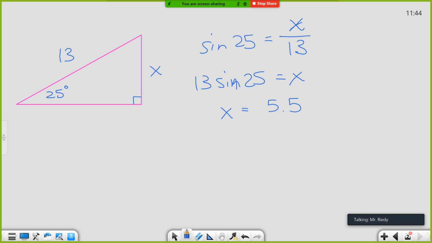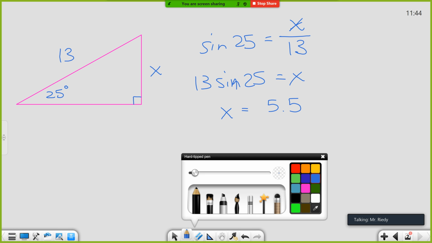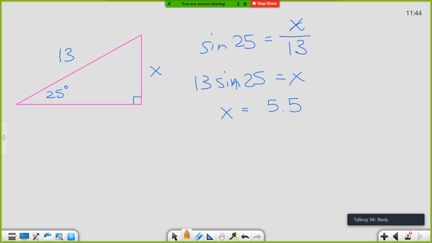Okay, any questions so far? We're going to continue to do that over and over and over again. Okay, so let me change colors here. And let's suppose I asked now to find z. There are a couple different ways that you could find z. One way would be to go back to Pythagorean theorem, because now we know that this is 5.5. And so we could do Pythagorean theorem. z squared plus 5.5 squared is equal to 13 squared.